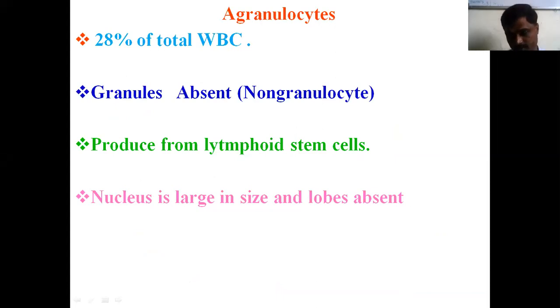About the 70% is granulocyte, and only 28% means about one third part of the WBC is covered by the agranulocytes. Granules absent, it is a non-granulocyte, so it is called an agranulocyte. Produced from lymphoid stem cells. Lymphoid stem cell आपण पुढे पाहणार आहोत lymphatic tissue duct मध्ये.